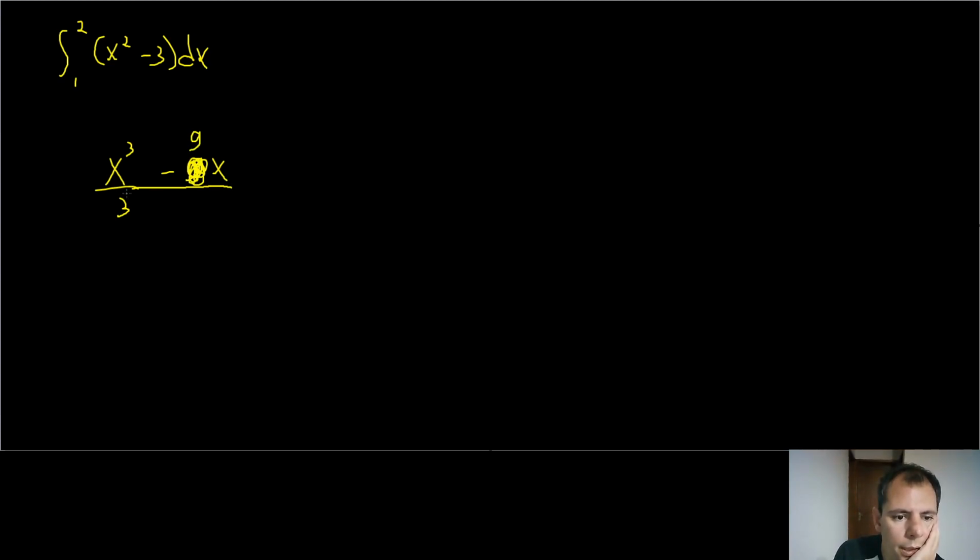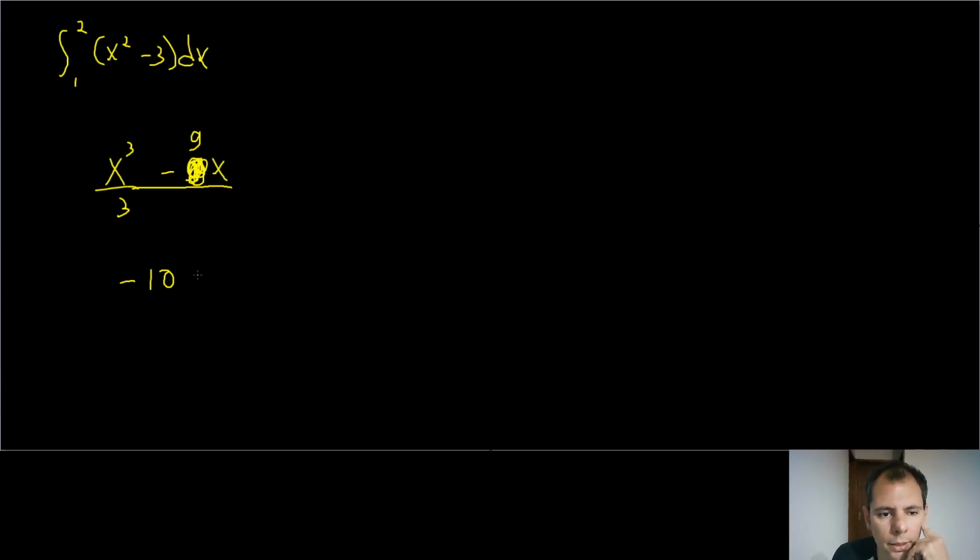So you're going to have 2 cubed, right? Because it's 2, we're going to have 2 cubed, which is 8, minus 9 times 2, which is 18. So 8 minus 18 is going to be minus 10, right? 8 minus 18, minus 10, yeah.